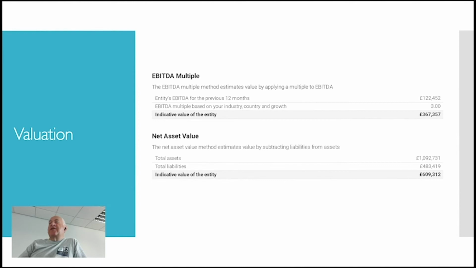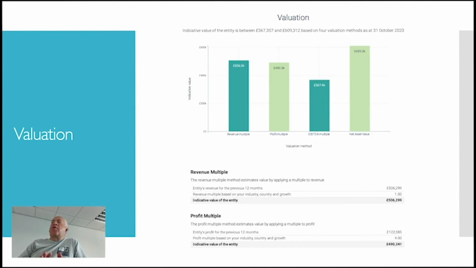All of these valuations give slightly different valuations. In the case we're looking at here, we're looking at valuations between 360,000 and 609,000. They're all different methods to value a business. Overall, the valuation of your business is the value that you're willing to sell it for and someone else is willing to buy it for.